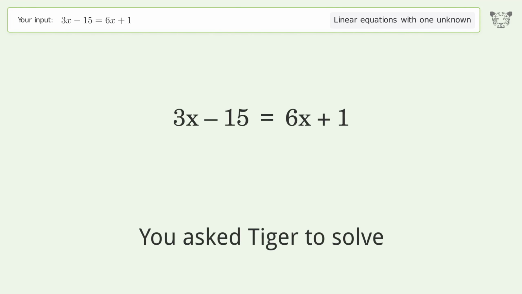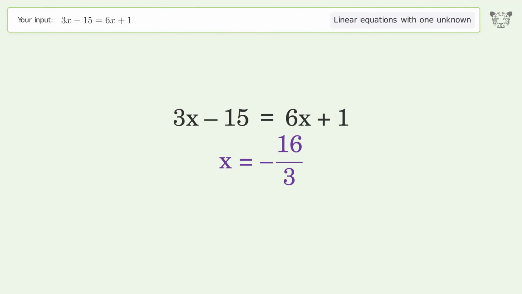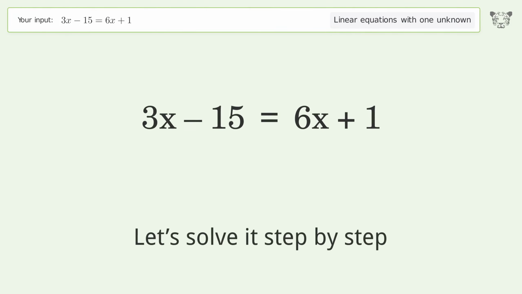You ask Tiger to solve this. This deals with linear equations with one unknown. The final result is x equals -16/3. Let's solve it step by step.